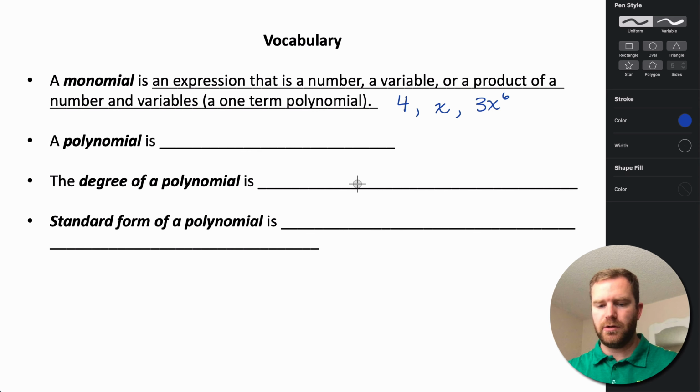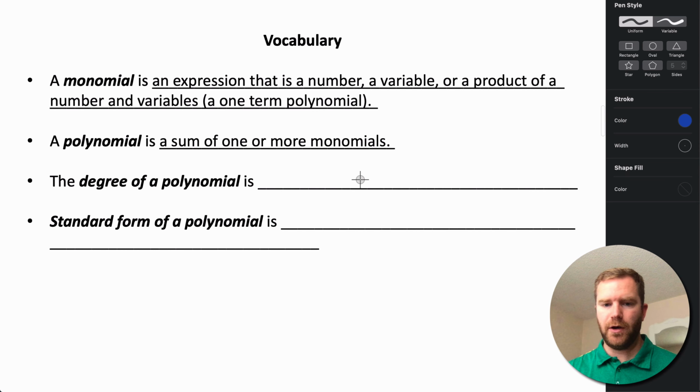A polynomial is just a sum of one or more monomials. So you just take all the monomials and you can add them together to get more terms. Basically, a polynomial is just multiple terms, all of the same form as a monomial. An example would be something like 3 plus 7x plus 5x to the 4th. This would be a polynomial with 3 terms. So we have 1 term, 2 terms, 3 terms being added together.